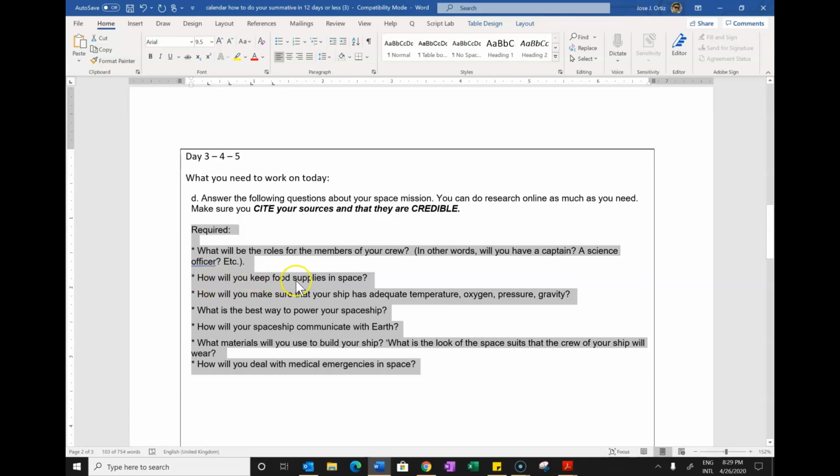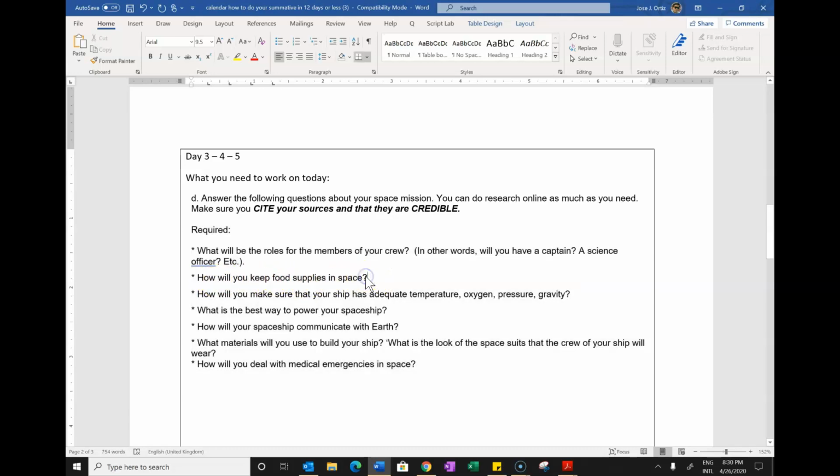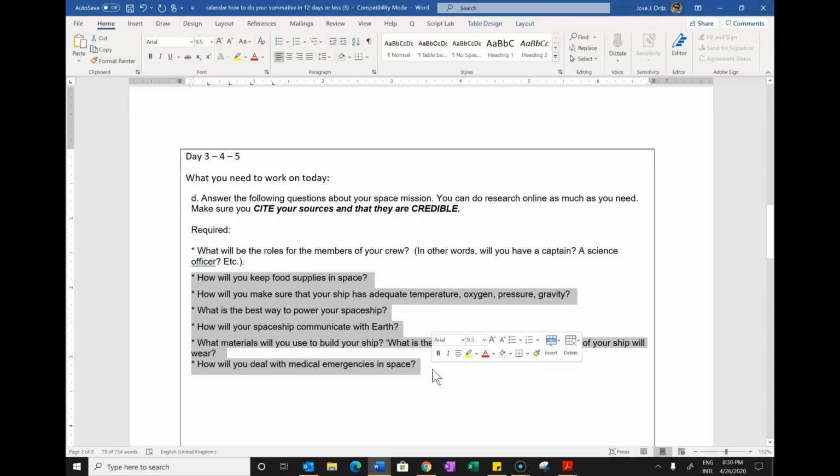Okay. Next questions. How will you keep the food supplies in space? We've talked about this. All of these items were discussed with you and for you and by you on the summative that you did for December. Remember where you were asked for lessons that would teach your classmates these topics. So we're tying this in and we're going back. But if you so wish, you can research it and answer it.